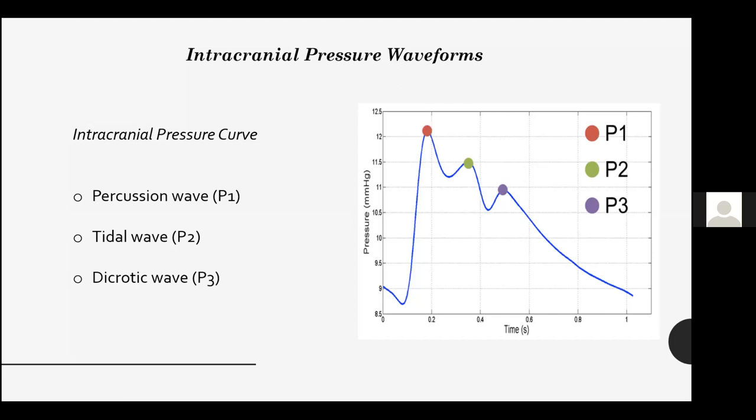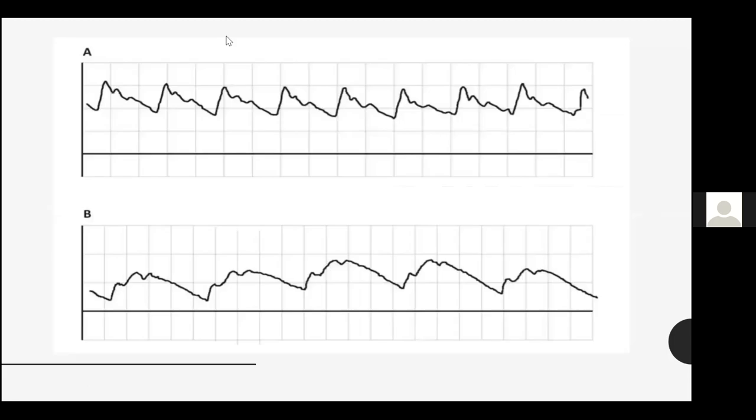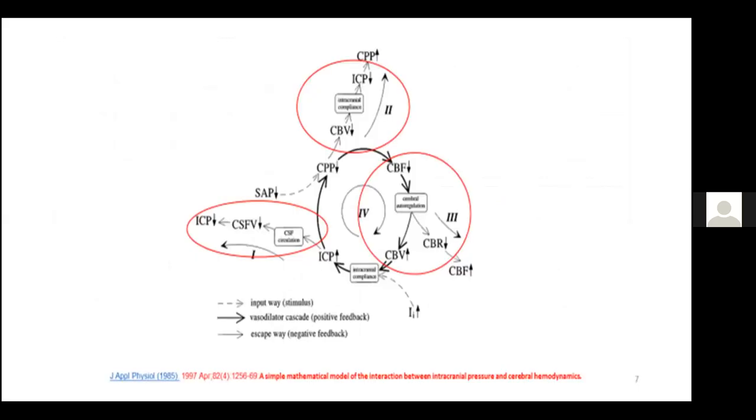And the patient is having raised ICP. So this is the normal wave, P1, P2, and P3. If P2 goes above P1, it means the patient is having decreased compliance or raised ICP. So this is the normal physiology. If the ICP rises, what happens physiologically within the brain?